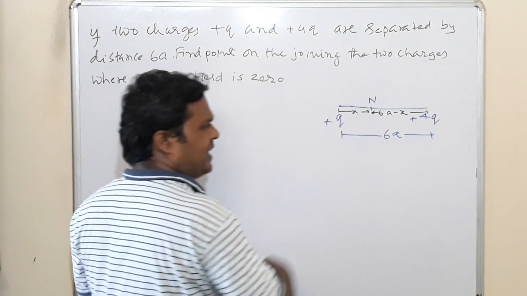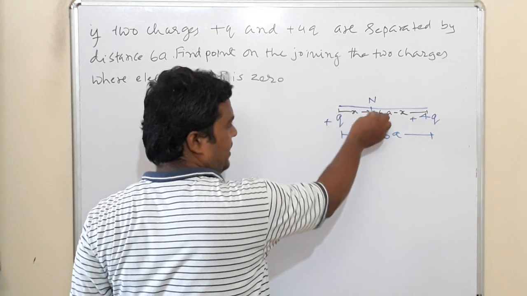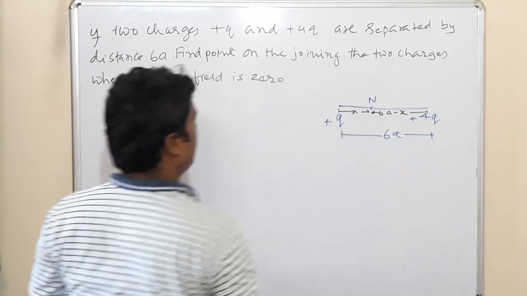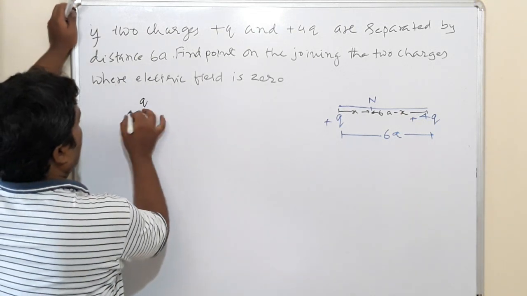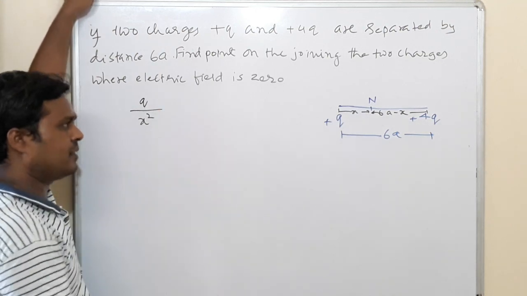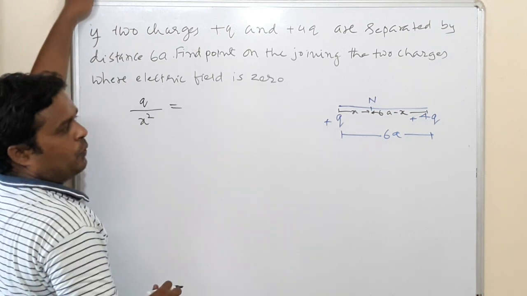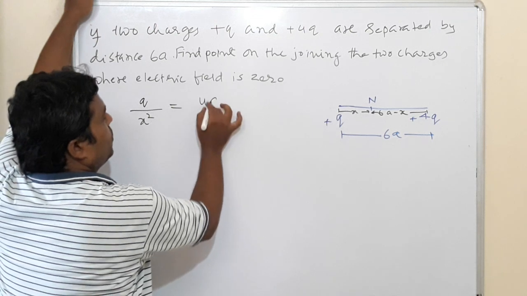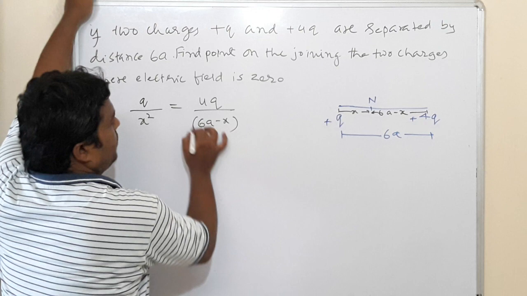Then you can solve it very easily. I told you how to take the electric field due to this charge at this point. The electric field due to 4Q at this point must be equal. In one step we can write the solution. This will be Q by x square, 1 by 4 pi epsilon naught. Anyway, I am going to cancel it. To find the neutral point, it is better not to write it. Okay. Then this will be 4Q divided by (6a minus x) whole square.